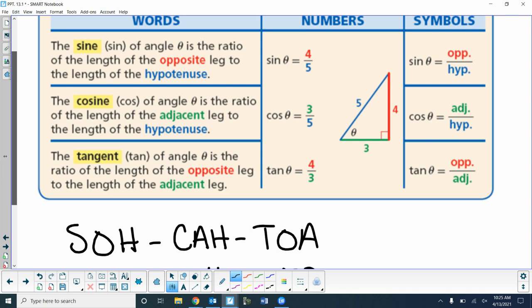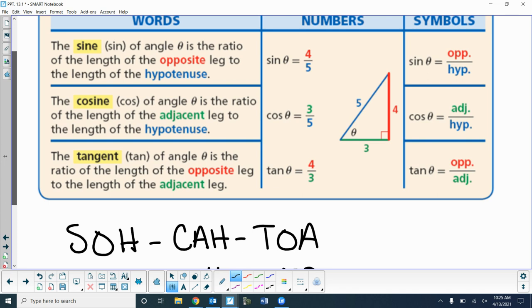And again, hypotenuse is always which side? Across from the right angle or the longest one, right? Because the 90-degree angle is the biggest angle. Okay? The smaller angle is going to be up here because the opposite side is the smallest side.